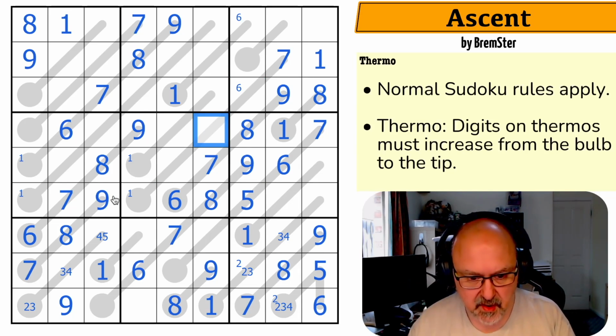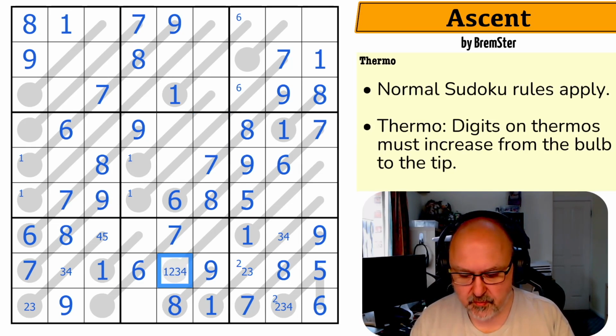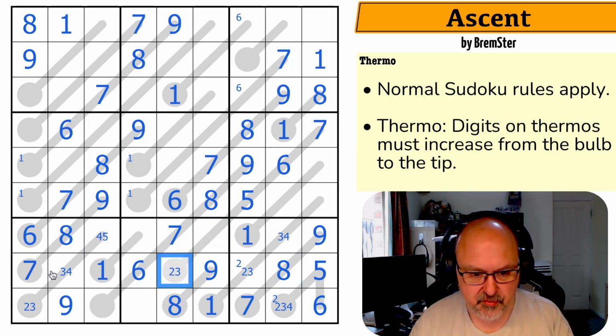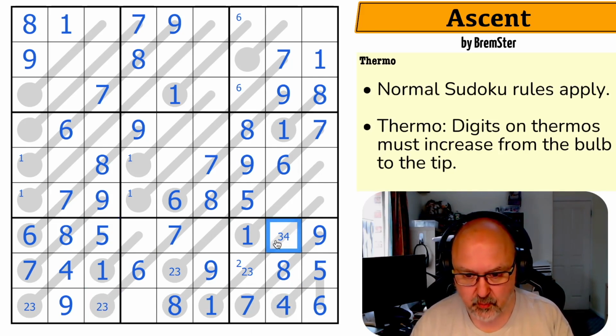So this is 2, 3, or 4. Whoops, not 1. 2, 3, or 4, because that's what's left in the row. It can't be 4 because this would have to be 4 or 5. So we've got a 2, 3 pair. This is 4, which means this is 5. This is a 2, 3 pair, which means this is 4, which means this is 3 and this is 2, which means this is 3, which makes this 4.